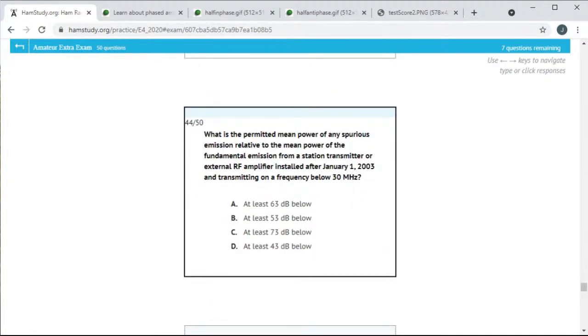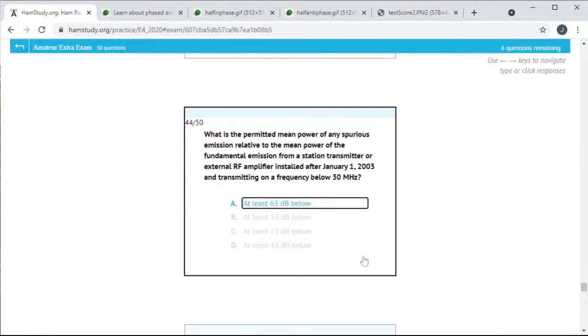What is the permitted mean power of any spurious emissions relative to the mean power of fundamental emissions from a station transmitter or external RF amplifier installed after January 1st, 2003 and transmitting on a frequency below 30 megahertz, which is HF? I don't have a clue. I'm just going to guess A.